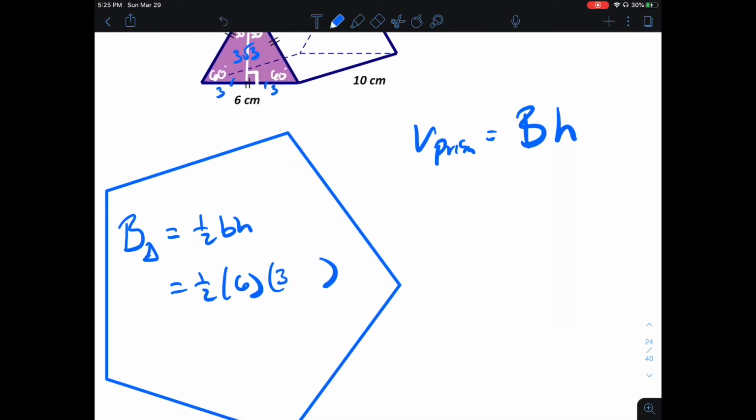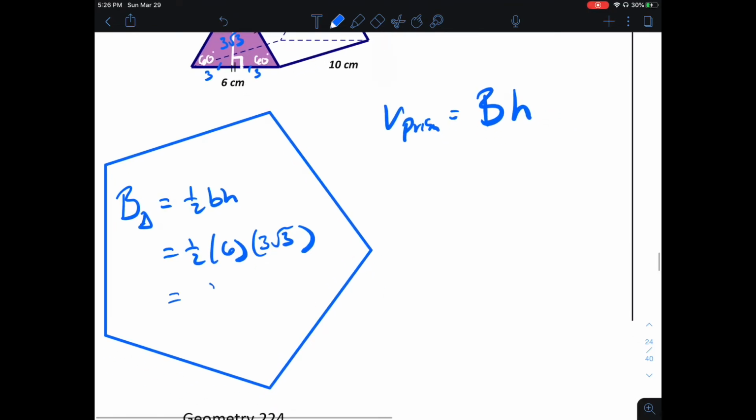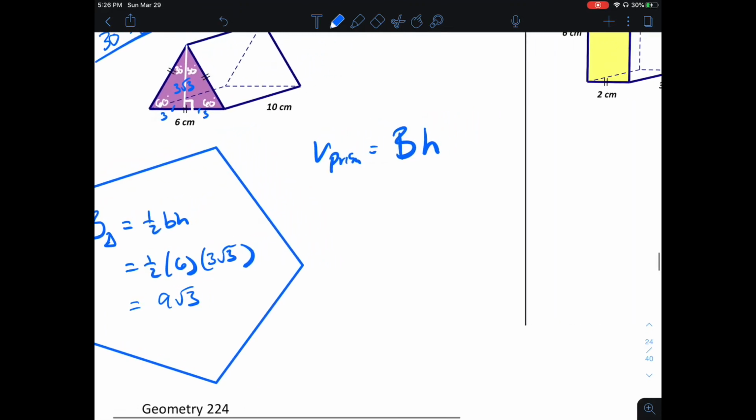So this height we said was 3 square roots of 3. Half of 6 is 3. 3 times 3 is 9. So the area of the base is 9 square roots of 3. If you want to be specific, it's square centimeters.